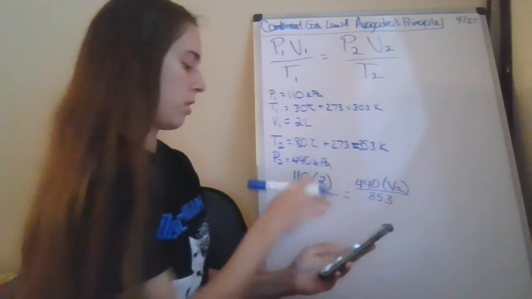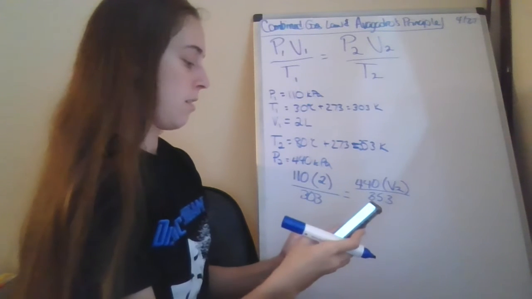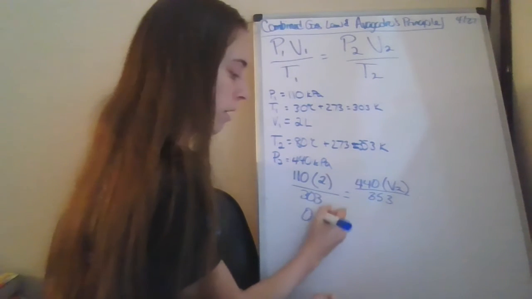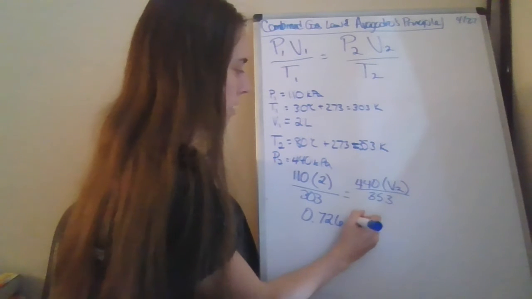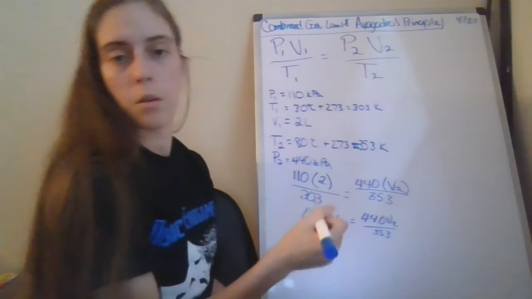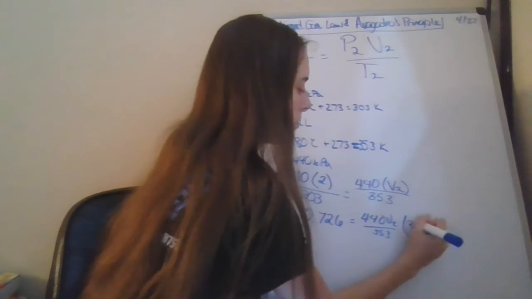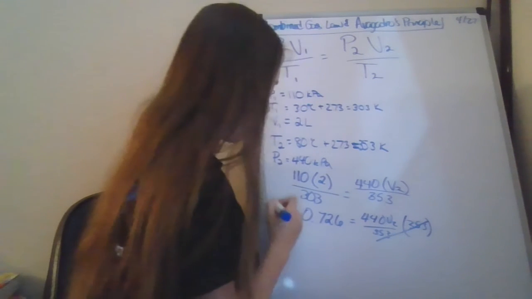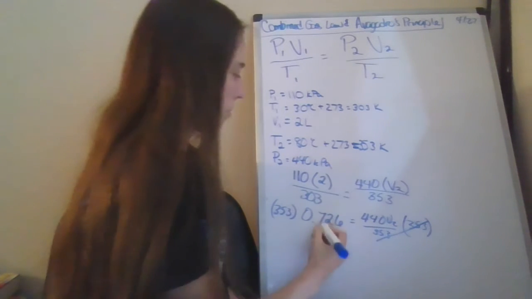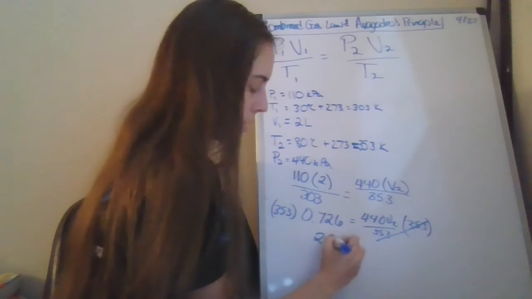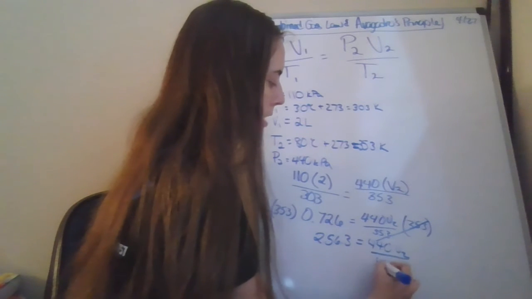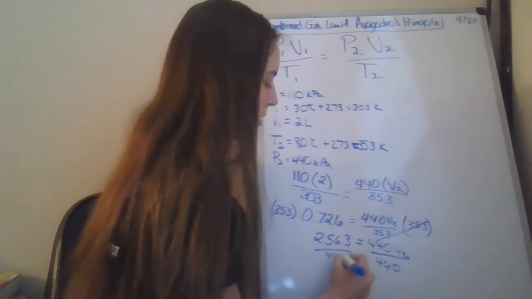Now, I need my calculator, let's break it down. We can solve this whole first part all together. We have 110 times 2, that's 220. 220 divided by 303 is 0.726, equals 440 V2 over 353. Well, let's get this 353 off the bottom, okay? So multiply by 353 to cancel that out. We end up with 256.3 equals 440 V2. Now we just need to divide by 440.